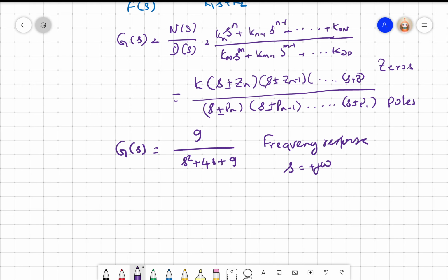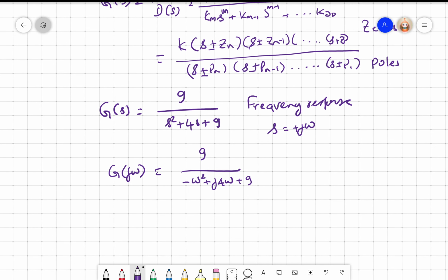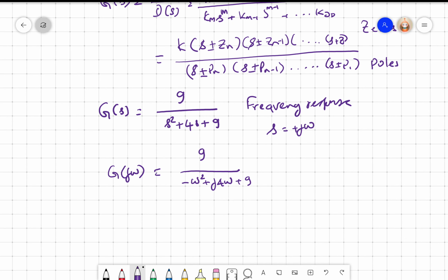We put s is equal to j omega, then this becomes 9 divided by s square, which is j square omega square, that is minus omega square, plus j4 omega plus 9, right? So this is g of j omega. I can also put minus j omega, it's not a big problem, but using positive quantities has certain ease of handling it. So we will always use s is equal to plus j omega, right?